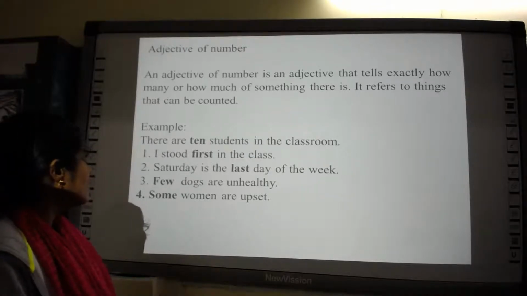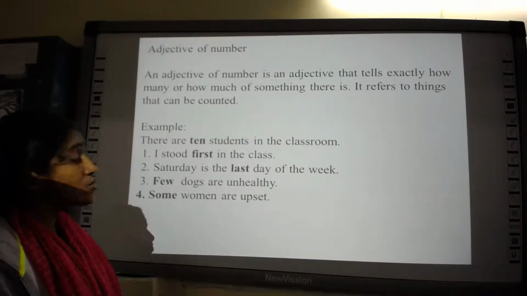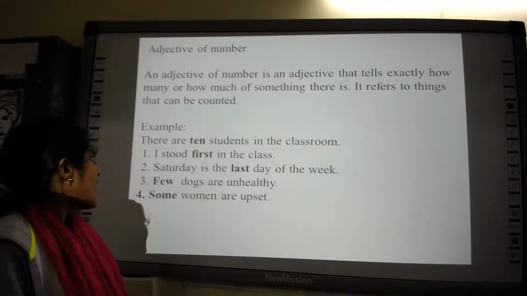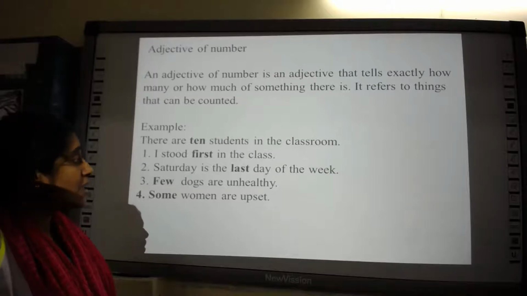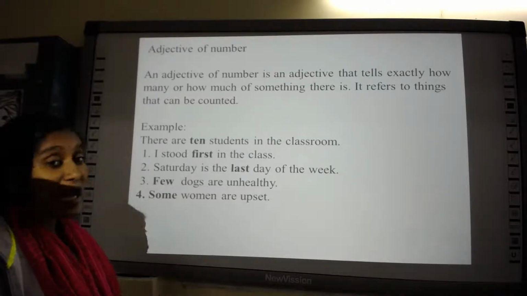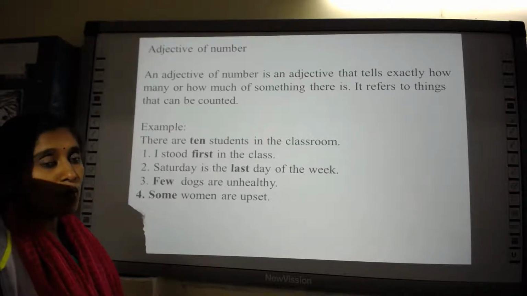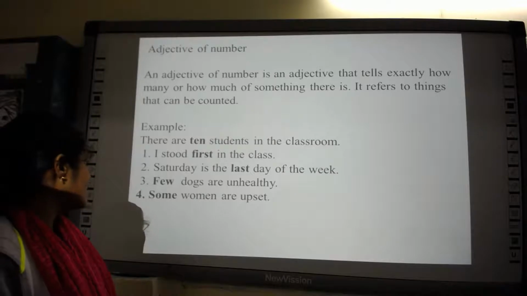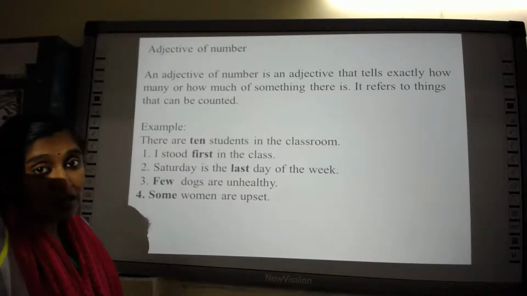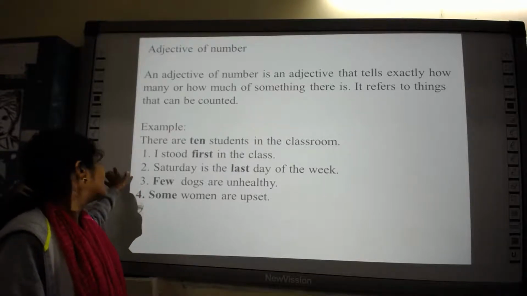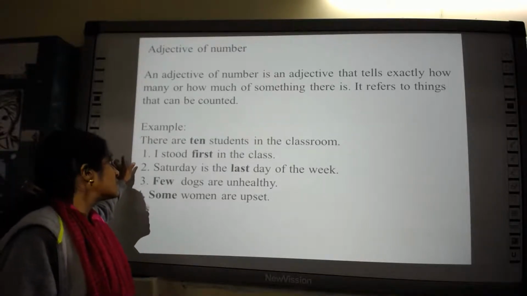For example, there are 10 students in the classroom. We can count that, the number 10. I stood first in the class. Saturday is the last day of the week. Few dogs are unhealthy. Some women are upset. So these become the adjective of numbers.